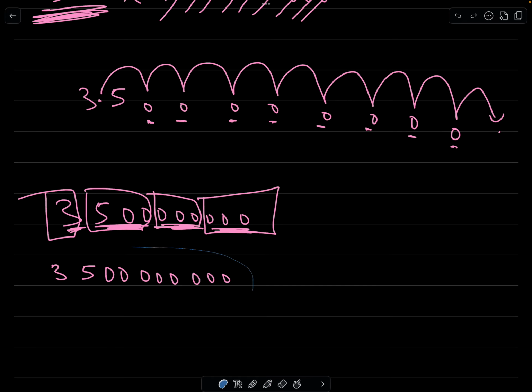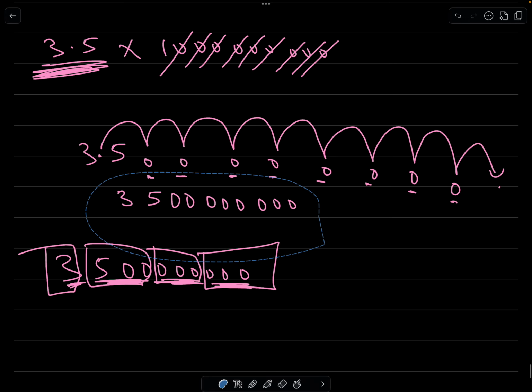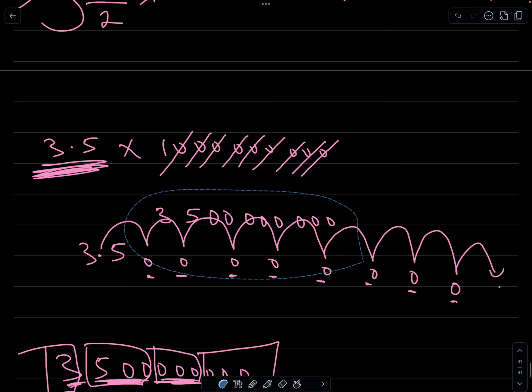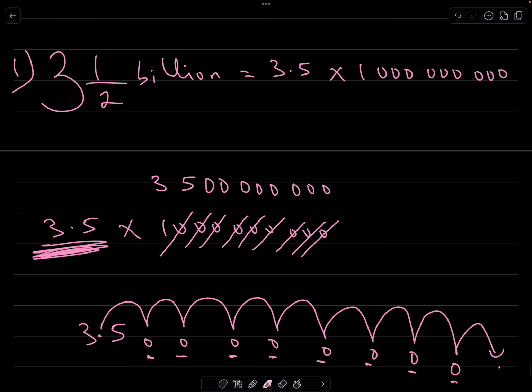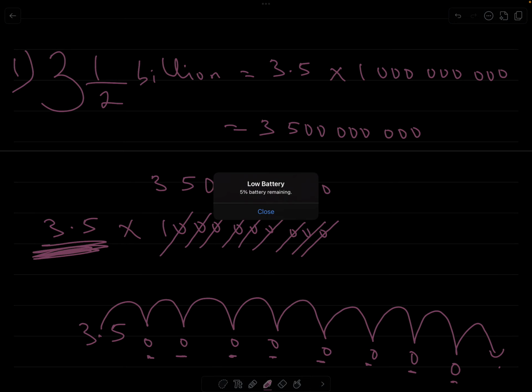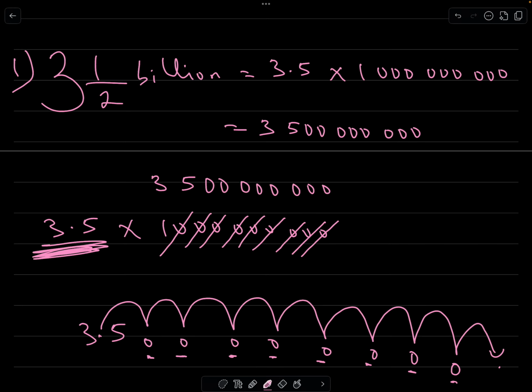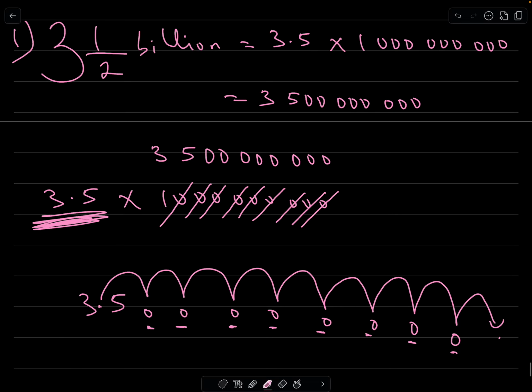Let me bring that up here so that I can see it. Now the answer is equal to 3, leave a space, 5, 0, 0, leave another space, 0, 0, 0, leave another space, 0, 0, 0. You should do it in your jotter first so that you don't get confused. And the answer is 3.5 billion. Now let's go to the next one.